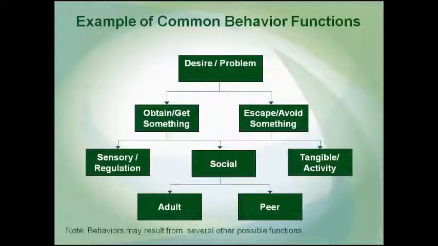This is a nice table, and I borrowed this from Terry Derry, the EBD consultant. It's a very simplified view of functions, but it can be helpful as a very general discussion: you have a desired problem and you're either trying to obtain or get something, or escape or avoid something, and maybe you're trying to obtain something that's sensory or social or tangible, or escape those things. And with the social, we have to think of those differences. A lot of students with autism may have no difficulties with peers, but they have difficulties with adults, or vice versa. So it's very important to pay attention to those.